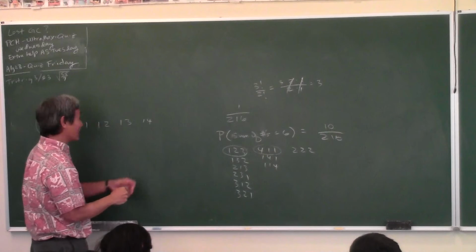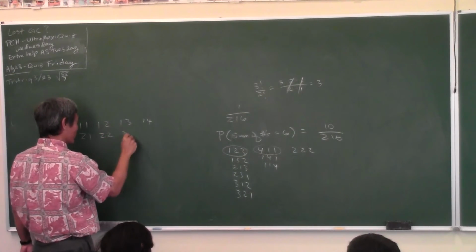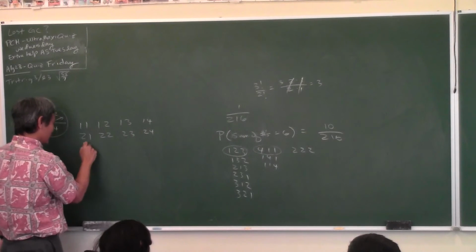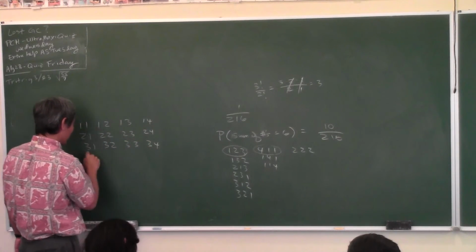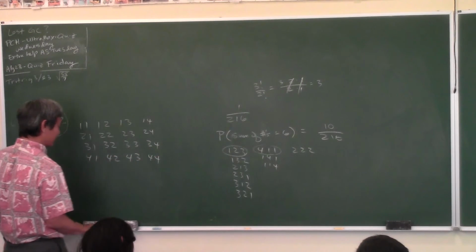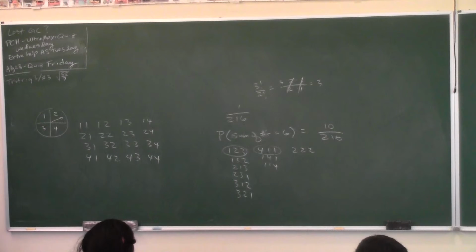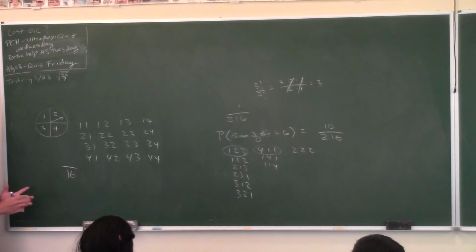Oh, this is just like the dice problem. Yeah, 2 and a 1, 2 and a 2, 2 and a 3, 2 and a 4. 3 and a 1, 3 and a 2, 3, 3, 3, 4. 4, 1, 4, 2, 4, 3, 4, 4. Okay, there you go. So how many elements are there in the sample space? 16. So you know the answer is going to be something out of 16.